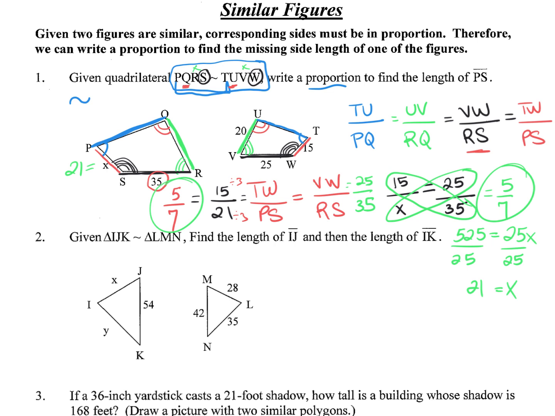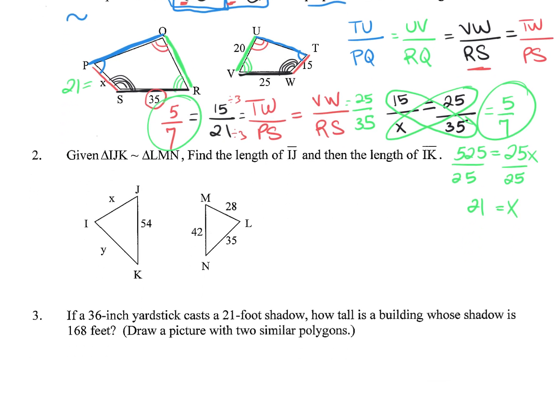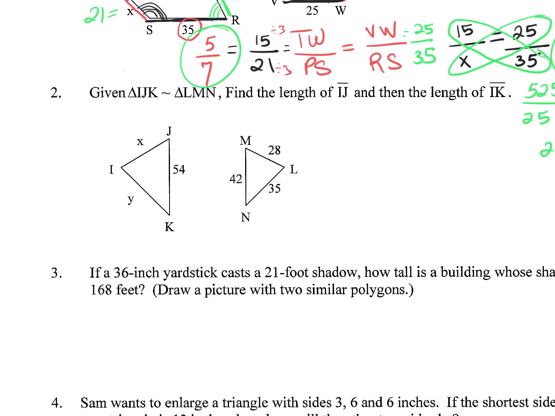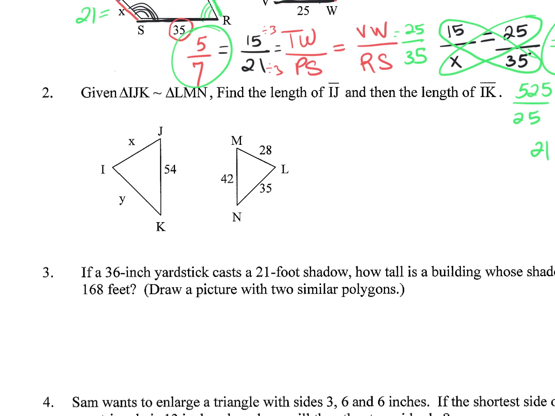So I have solved for the correct side length. Okay, let's do one more. Okay, so here we have two triangles. So I have IJK and LMN.